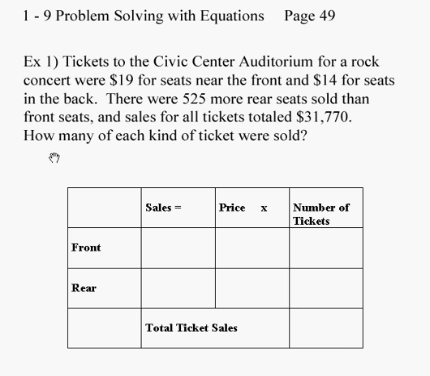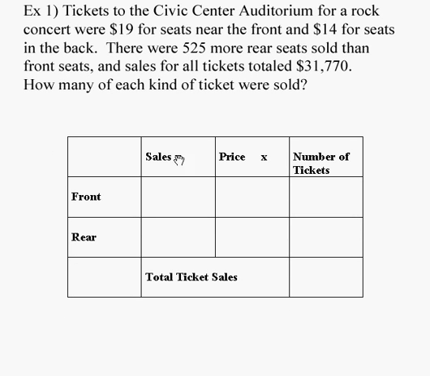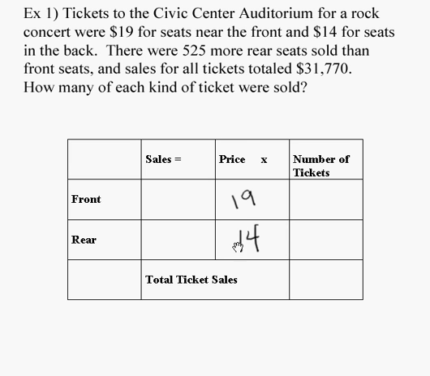I would recommend in this case we might use a chart. In this chart, when we're selling tickets or selling pens and pencils or whatever it is we're selling, the amount of sales for each item is the price for each item times the number of each item that we sell. So in this case, we've got front row seats and rear seats, the sales from front and back, the price for each, and how many front and back we sell. As we read through the problem again, $19 is the price for seats near the front, and we can fill in $14 for seats near the back.